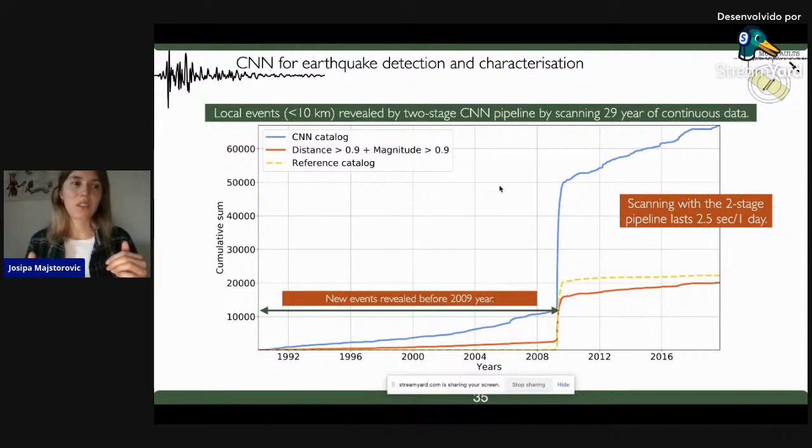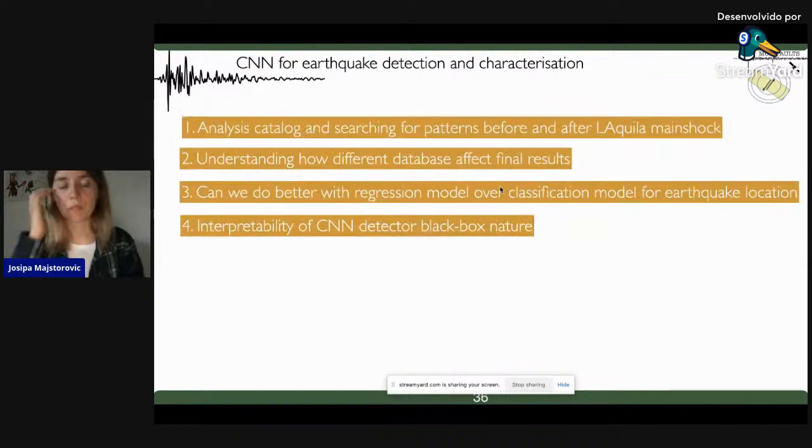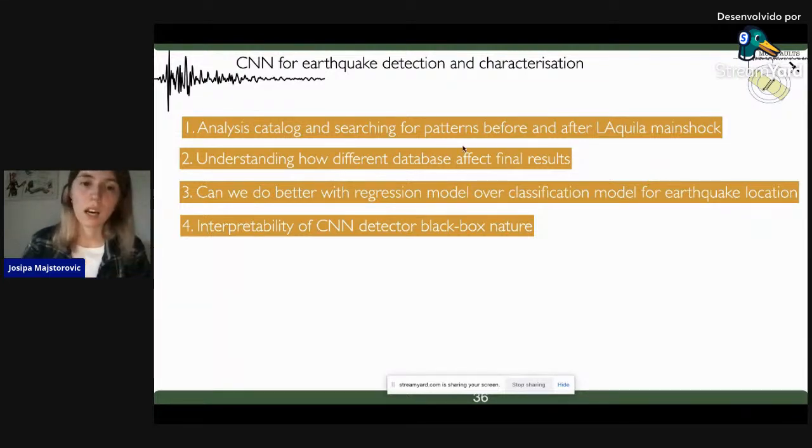Of course, research doesn't stop here. The next step is to analyze this catalog and see if we can see some patterns before and after the L'Aquila earthquake. We have also been looking at how the different databases affect the results, and whether we can do better with the regression model. I remember I showed you the decision between using a classification or regression model for our earthquake location. And something I have been working on recently is: can we understand why the CNN is working the way it's working? Can we explain the black box nature of our model? So you see there's a lot going on, and it's quite an interesting topic.